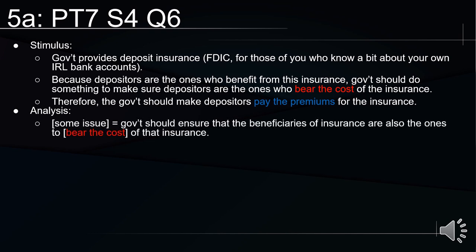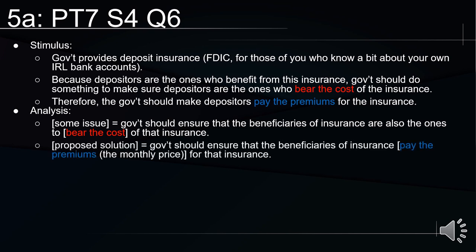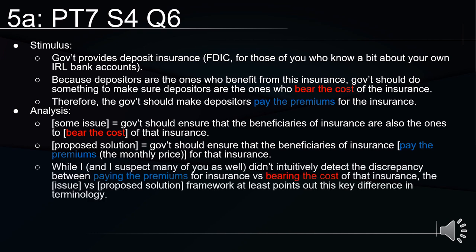The issue part of the analysis is that government should ensure that the beneficiaries of insurance are also the ones who bear the cost of that insurance. That's the issue, the bearing the cost. The proposed solution to this cost-bearing issue is that the government should ensure that the beneficiaries of insurance are the ones who pay the premiums for that insurance. So yeah, that's really the only way to break it down.